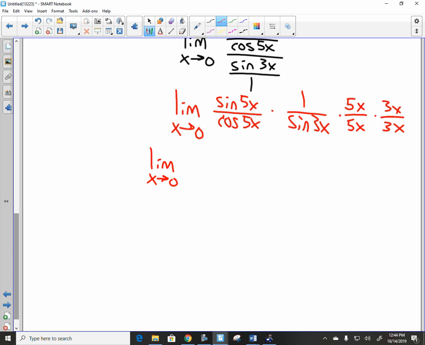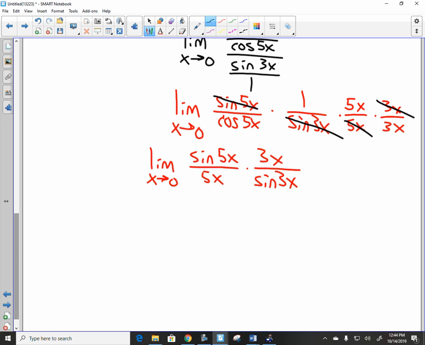So let's see what we have. I will cross them off so that we can stay nice and in order. I have sine of 5x over what? 5x. So I'm going to go ahead and get rid of the sine of 5x and then the 5x that's in the denominator so I can see what I've used up. I'm now going to go to my 1 over sine of 3x. What should I have in the numerator now? Times 3x over sine of 3x. I got rid of the 3x in the numerator and the sine of 3x in the denominator.